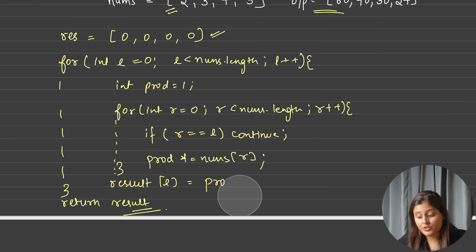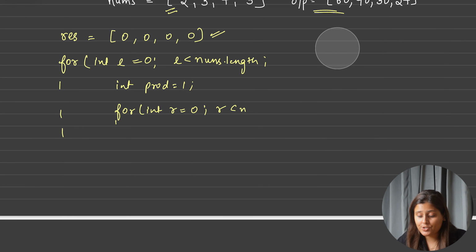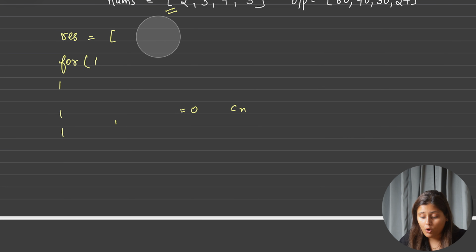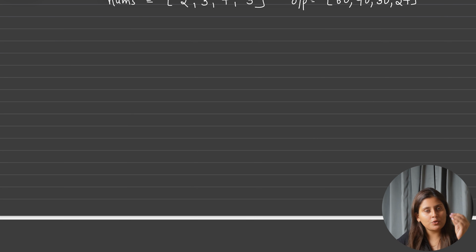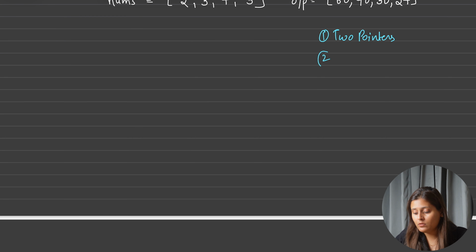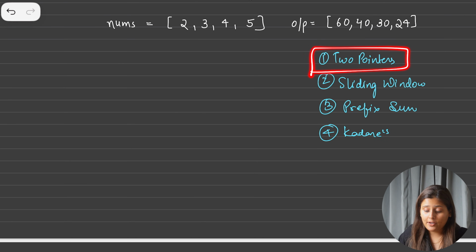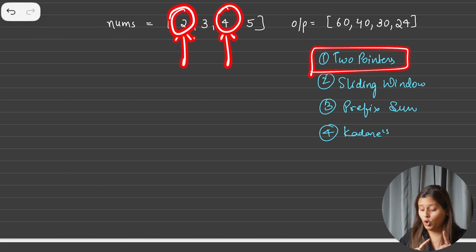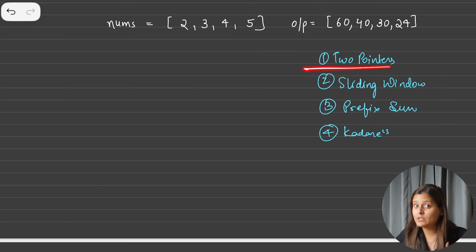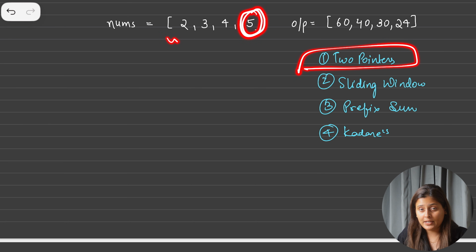So how to optimize? Whenever we talk about optimization, 4 different patterns of arrays come to our mind. What are those 4 patterns? First is two pointers, second is sliding window, third is prefix sum, and fourth is Kadane. We apply two pointers only when we consider only these 2 numbers and nothing in between. So we cannot use this, because to calculate the answer we want everything in between.